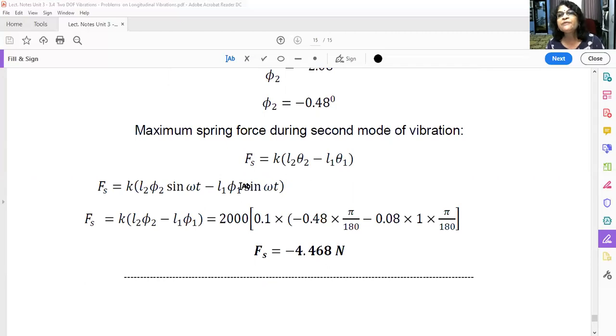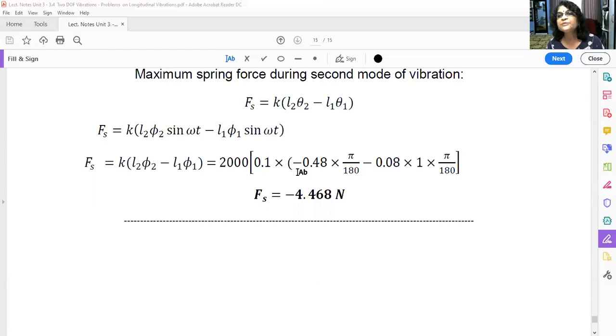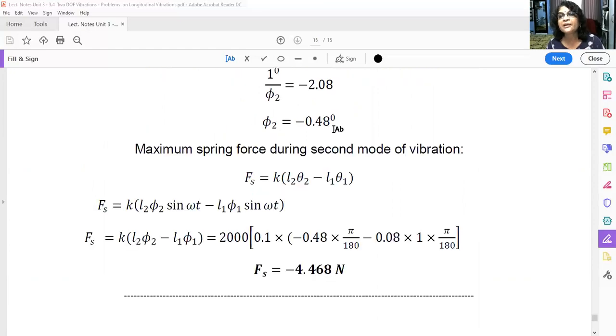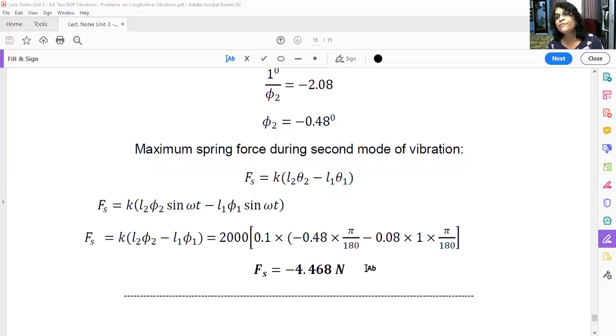Now you know this value, you have found out this one. So it is 0.1 into minus 0.48 into pi by 180, because this must be converted into radian. These values are in degree. To find out the spring force, these values must be in radian. So converting it, we get a spring force of minus 4.468 Newton. What is the meaning of minus? The spring force is not acting in the direction we have assumed, it will be acting in the opposite direction. That is the meaning of the negative sign.